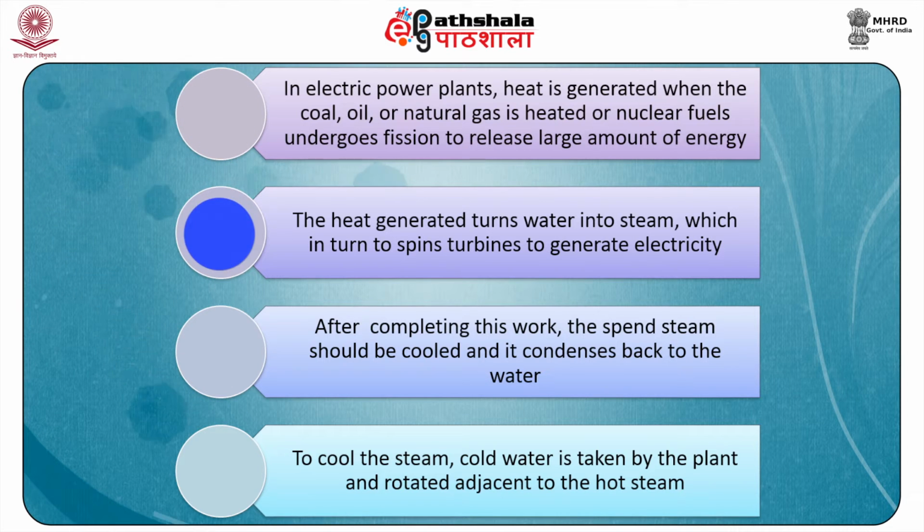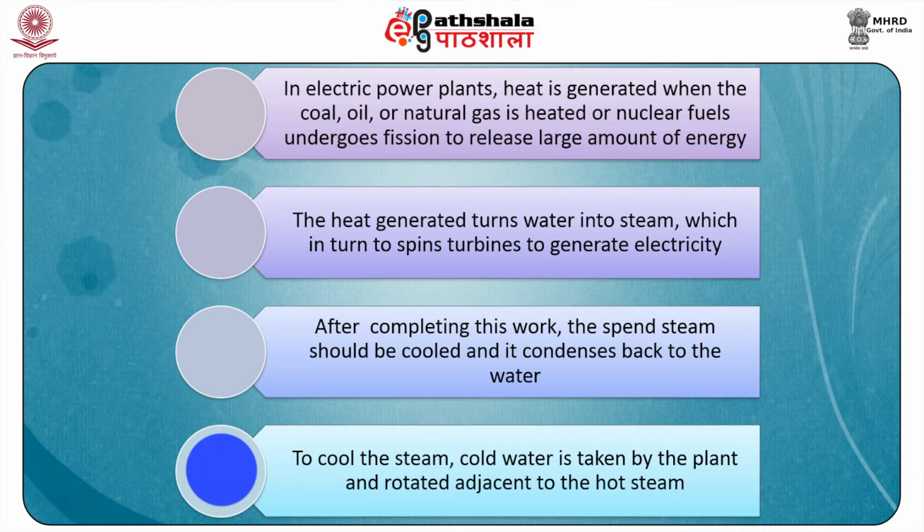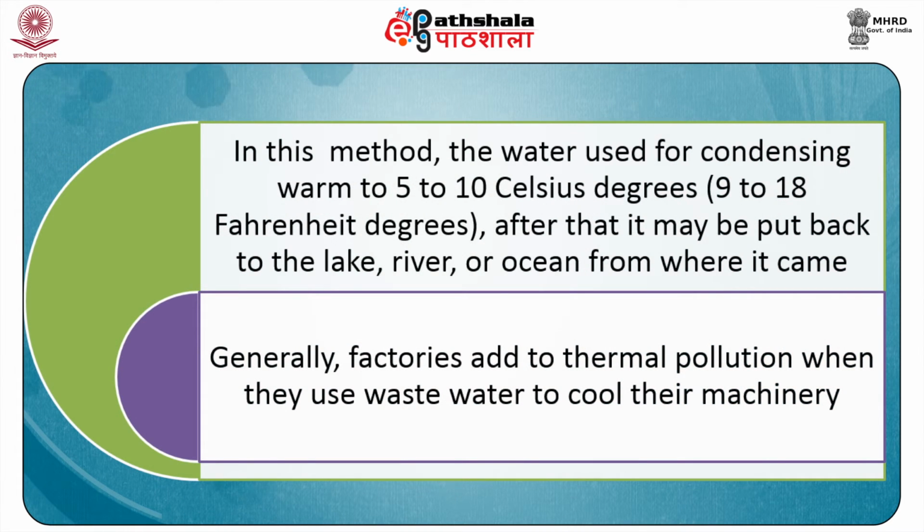The heat generated turns water into steam, which in turn spins turbines to generate electricity. After completing this work, the spent steam should be cooled so that it condenses back to water. To cool the steam, cold water is taken by the plant and rotated adjacent to the hot steam. In this method, the water used for condensing warms by 5 to 10 Celsius degrees, 9 to 18 Fahrenheit degrees.